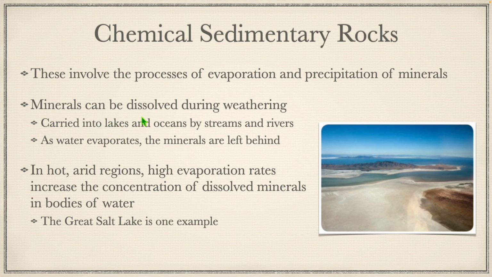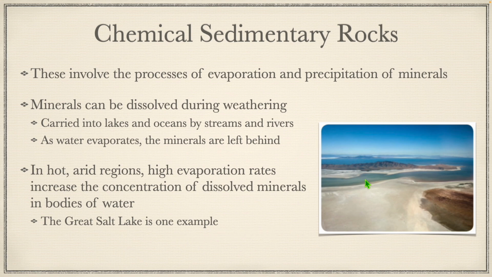So minerals can be dissolved during weathering, and they are carried into lakes and oceans by streams and rivers. And then as the water evaporates, those minerals are left behind, and you end up with something like these salt flats over here. In hot, arid regions, high evaporation rates increase the concentration of dissolved minerals in bodies of water. The Great Salt Lake is one example of this.